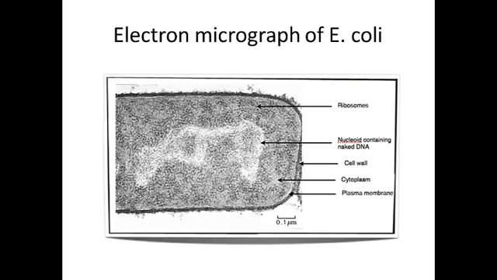You are responsible for recognizing the organelles in an electron micrograph of E. coli. This is taken with an electron microscope. Notice there's no pili or flagella visible here. Oh, maybe there is some pili there. It's a little hard to see, but you can see some of the organelles there.